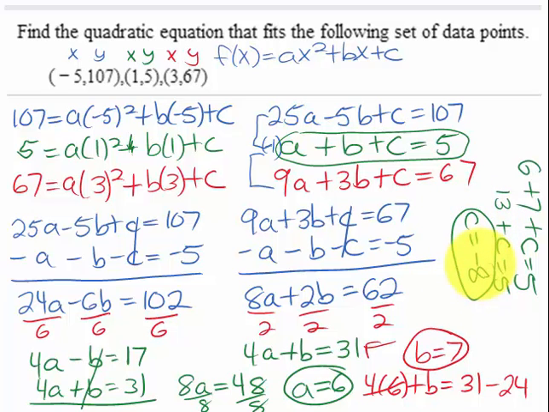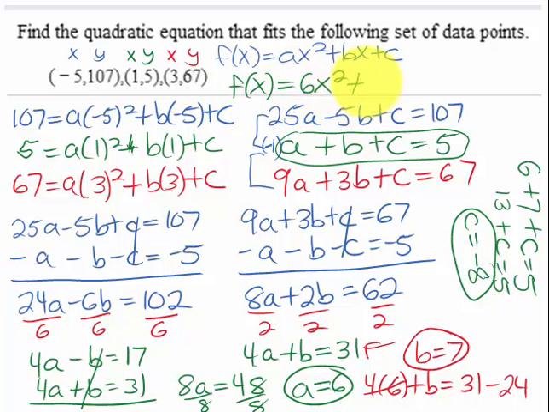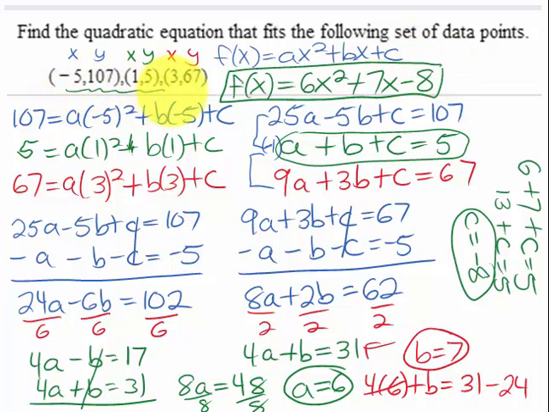Okay, so now we have our a, b, and c. Our final answer is going back to this quadratic function and putting those in. So a was 6, so 6x squared, plus b was 7x, and c was negative 8. So there is my quadratic function that fits those points. If I plug those points in, they would all make that true.